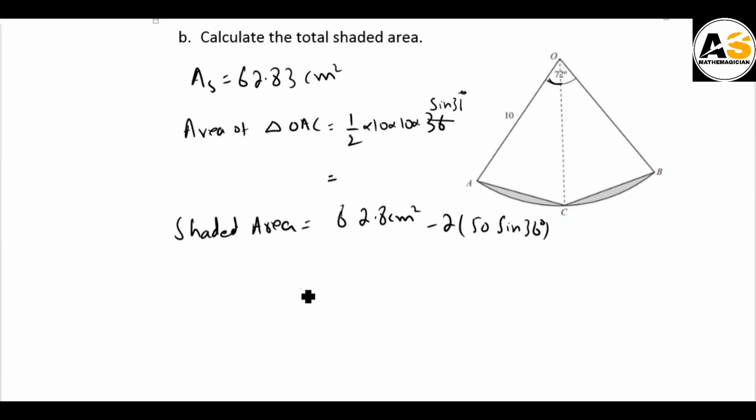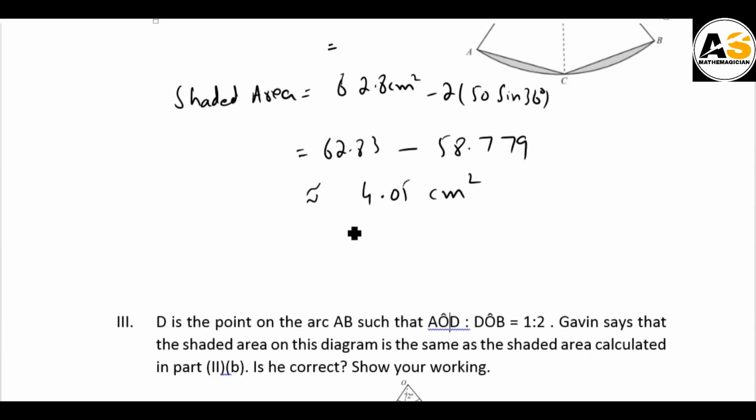This will be 62.83 minus 58.779, which will be approximately equal to 4.05 centimeter square, which is basically the shaded area, 4.05 centimeter square.